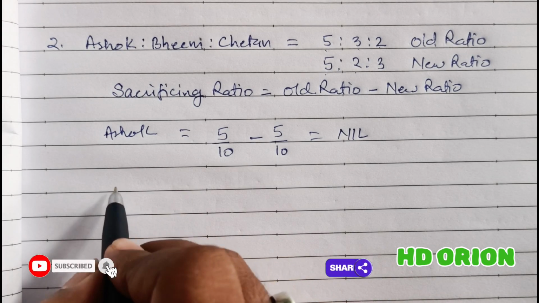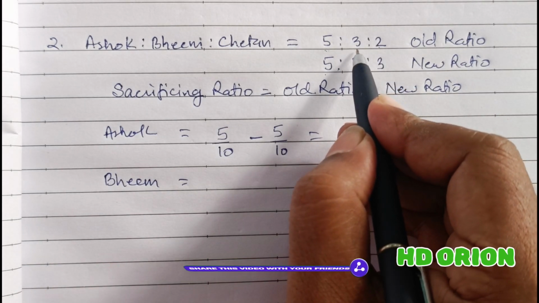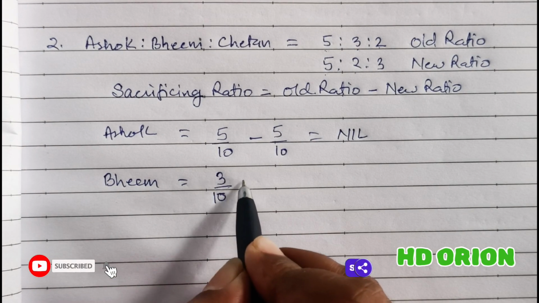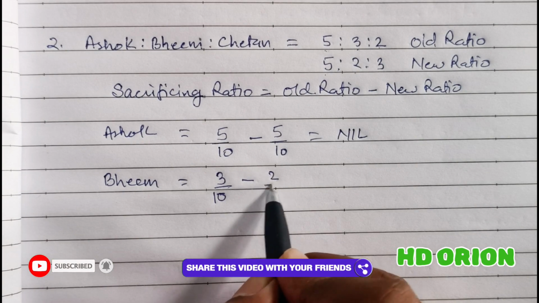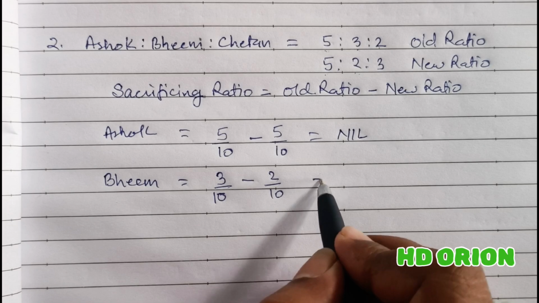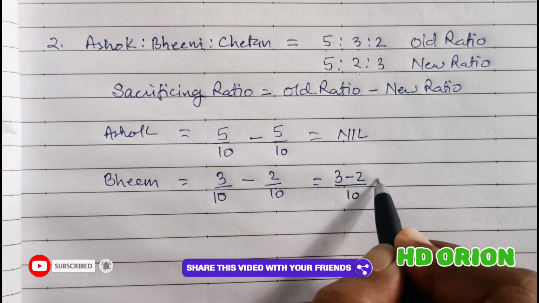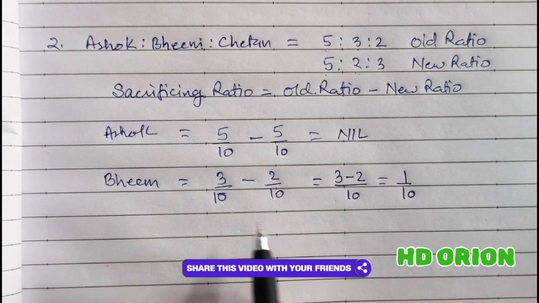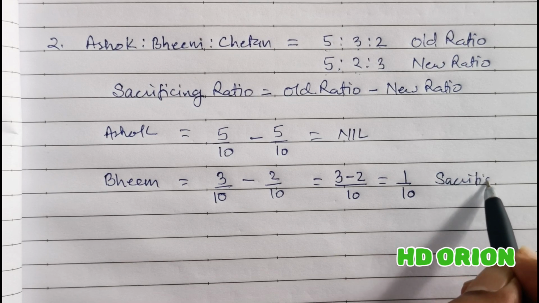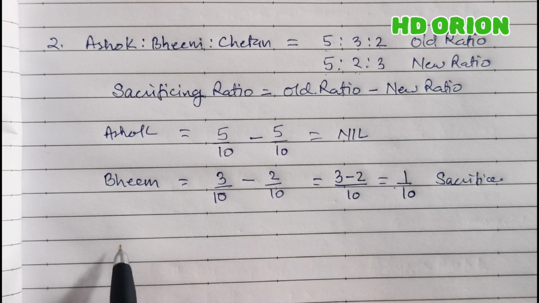Let us talk about Bhim. Bhim earlier was getting 3 by 10. So 3 by 10, this is the old ratio, minus it is now 2 by 10. So LCM is 10 and in the numerator we will get 3 minus 2, that is equal to 1 by 10. It means Bhim has sacrificed. How? Because the answer is positive. Bhim has sacrificed, and who will gain?